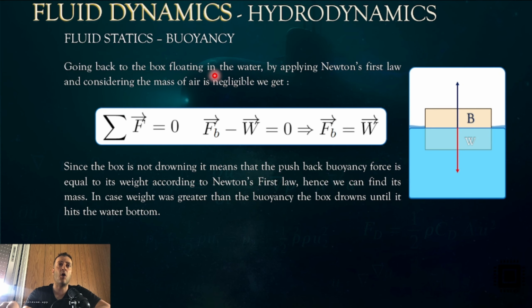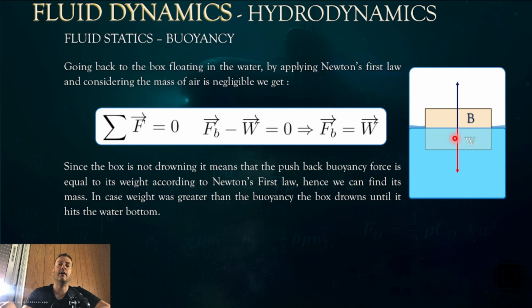So going back to the box floating in the water, by applying Newton's first law and considering the mass of air is negligible, we get sigma F is equal to 0, Fb, which is the buoyancy force, minus weight. Why? Because they have two different directions. These are positive and negative vectors, opposite to each other. You need to place their vectorial sign. So Fb minus W is equal to 0, then Fb is equal to W.